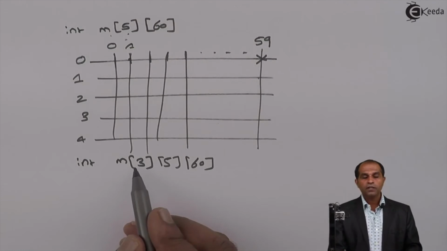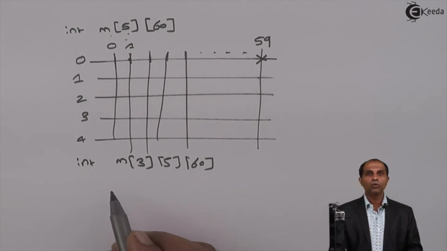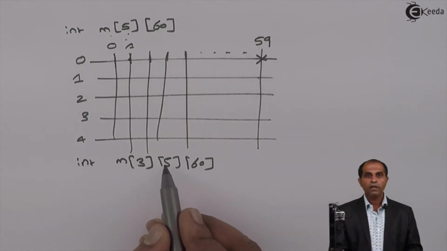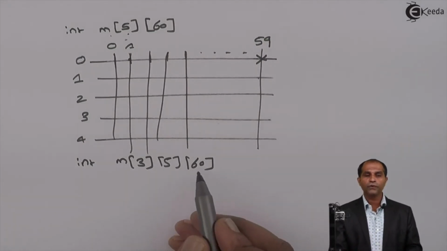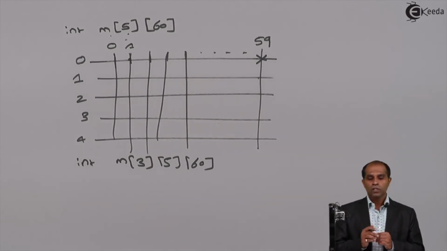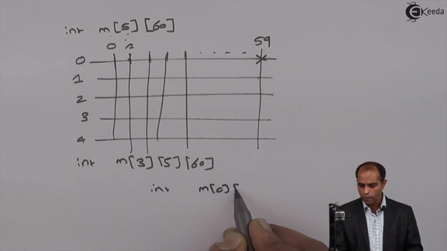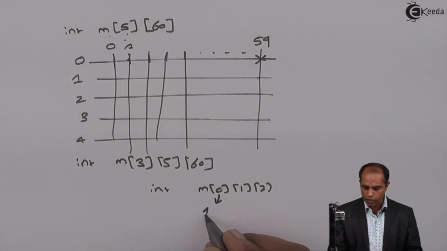Again, as usual, 0 indicates the first school number, 1 indicates the second school number, 2 indicates the third school number. In each school, I'll have 0, 1, 2, 3, 4 as the class numbers, and then 0 to 59 as the student numbers. Suppose I write int m of 0, 1, 2, what does this indicate? 0 indicates the first school.